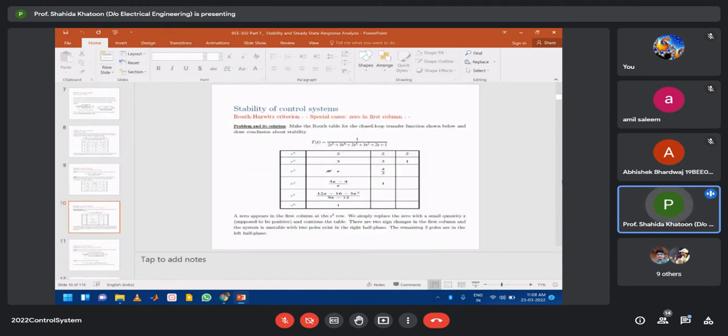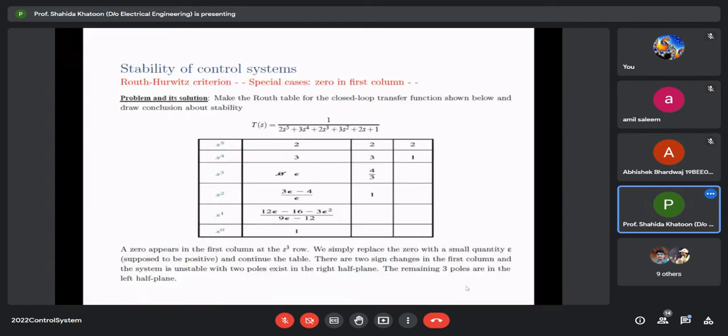All right. Then there are certain special cases. You can solve this problem, and I have given you the solution. Try it out yourself.